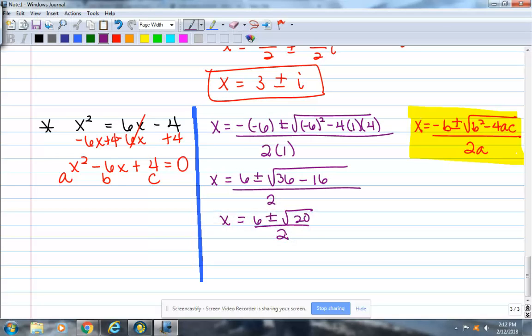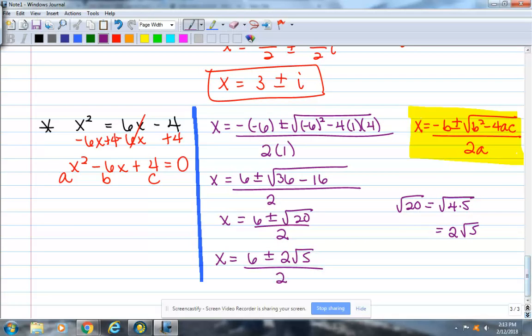Can we simplify radical 20? Yes. What square goes into 20? I did it on the board, so come over to the side somewhere. Radical 20 equals radical 4 times 5, and the square root of 4 is 2, so that is 2 radical 5. So we say x equals 6 plus and minus 2 radical 5 over 2.